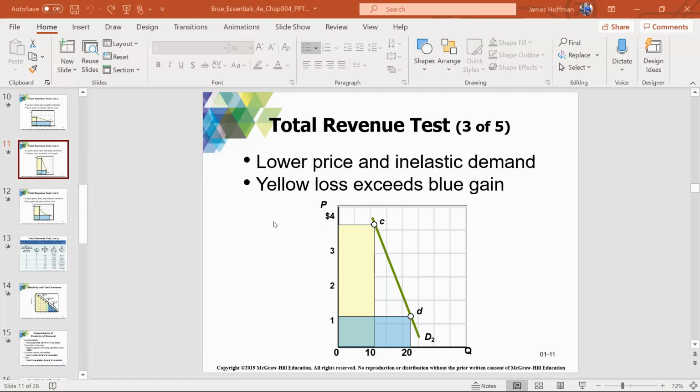Okay, so the price elasticity of demand depends on where you currently are on the demand curve. Depending on if you're in the elastic or the inelastic region, that dictates what's going to happen to your total revenue.